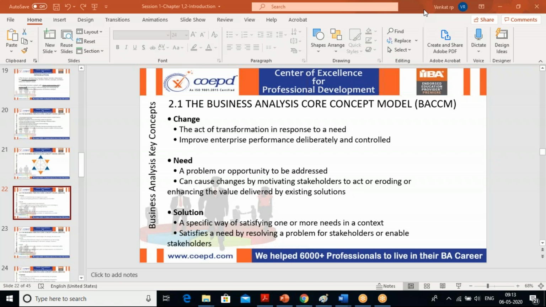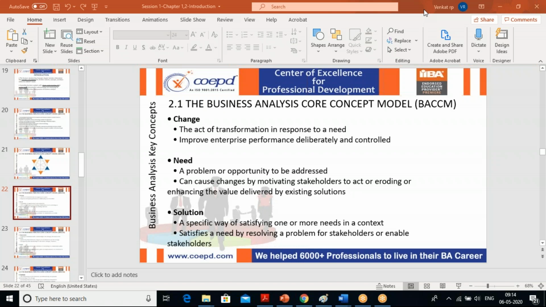Coming to the need, a need is a problem or an opportunity that needs to be addressed, and it can cause changes by motivating stakeholders to act or enhancing the value delivered by the existing solutions. Generally, because of a need, a change will happen. Therefore, we need to understand the need first.